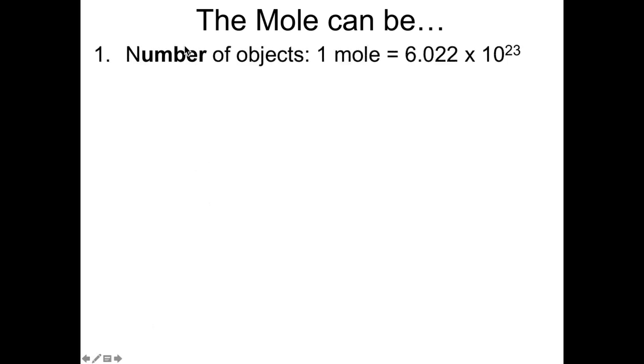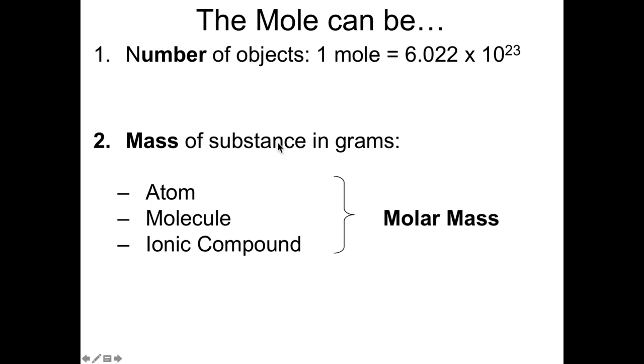So what is a mole? So a mole is a number of objects. We covered that. It's 6.022 times 10 to the 23rd. A mole can also be a mass of a substance in grams, either atoms, molecules, or ionic compounds, which is called molar mass.